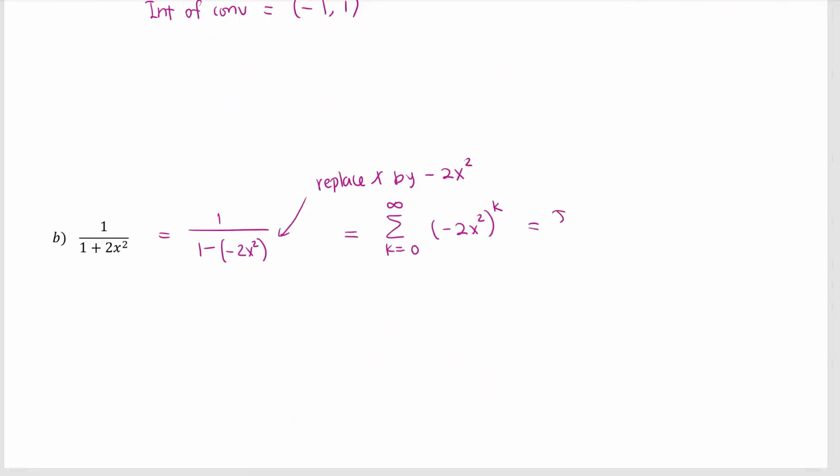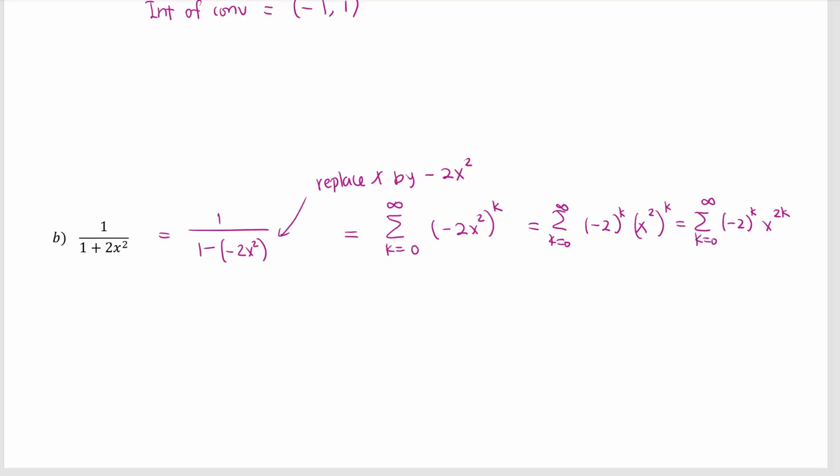Okay, so what is that? So let's split. So it's -2 to the k. x squared to the k is the same as x to the 2k. Okay, so please express your power series into the standard form, okay? So that's the standard form. Okay, next, how do we figure out the interval of convergence?